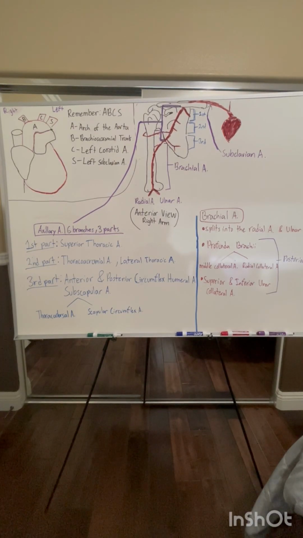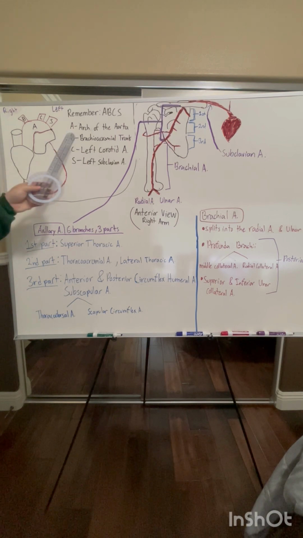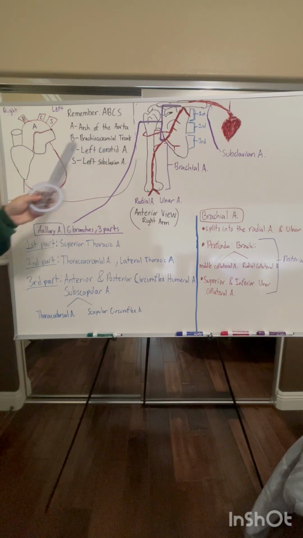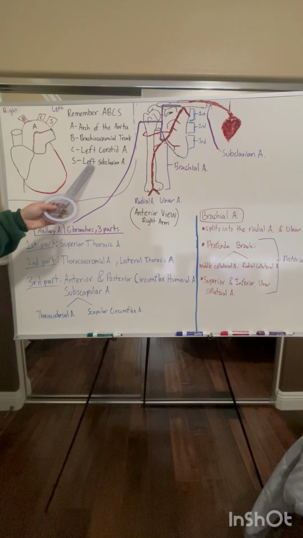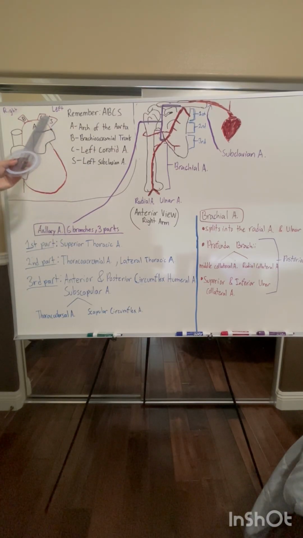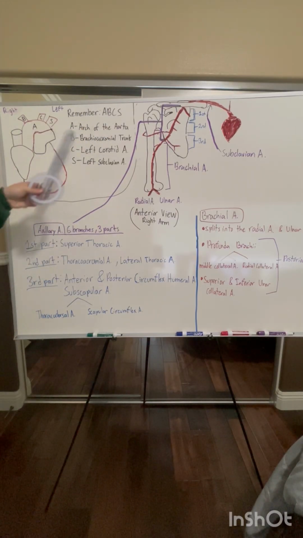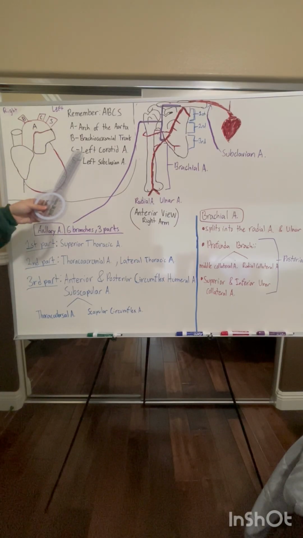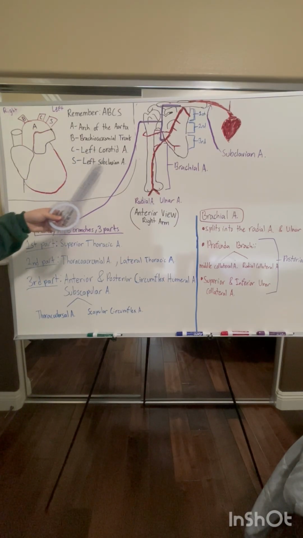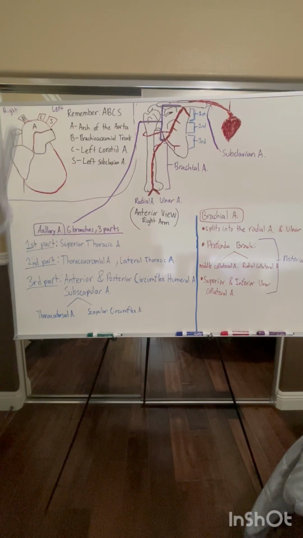As we start, we both know that bilaterally the arteries are the same. The only difference is that the subclavian artery from the right side is going to be branching from the brachiocephalic trunk, whereas the left subclavian artery is going to be coming directly from the aorta. One thing you can remember is the ABCs with the S: the arch of the aorta, brachiocephalic trunk, left carotid artery, and then left subclavian artery. And you'll see a picture right here for the heart.